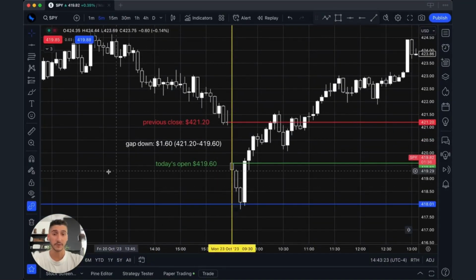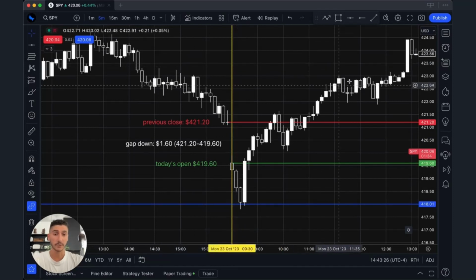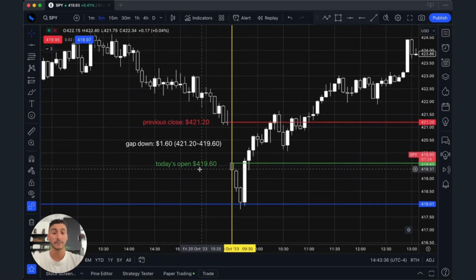To the left of this vertical line is Friday. To the right of the vertical line is Monday. So you can see that Friday closed at 421.20, which is this red line here. Monday opened at 419.60, so it opened below. So that's a $1.60 difference below the previous close. So that's a gap down.